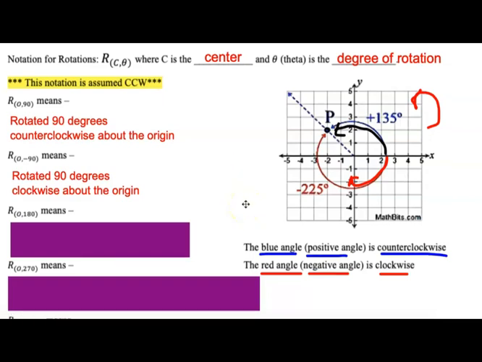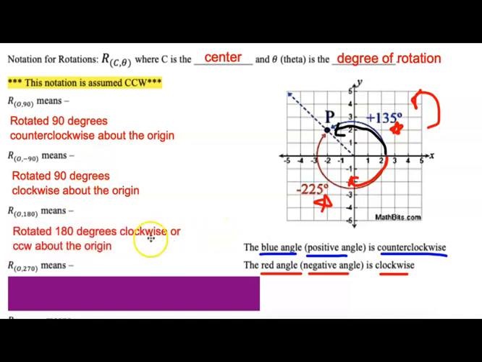Now remember with 180, it doesn't really matter which way we go, because if I'm in quadrant 1 and I move 2 turns, boom, boom, I'm here. If you go clockwise, boom, boom, you're still here. So you could see positive 180, negative 180, they mean the exact same thing. Direction is not going to matter.